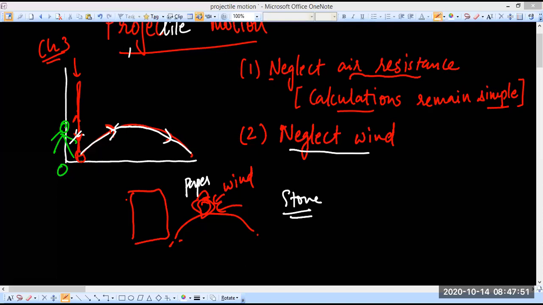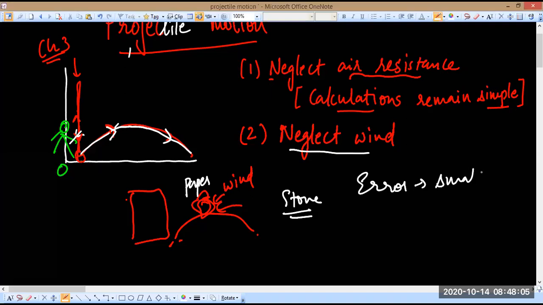Okay, so this is the advantage of neglecting things. And we should understand that we are trying to play safe here. We only do it such that the error is small. If the error is big, we will reject it. We will say that okay, this kind of analysis or calculation is not valid, right?